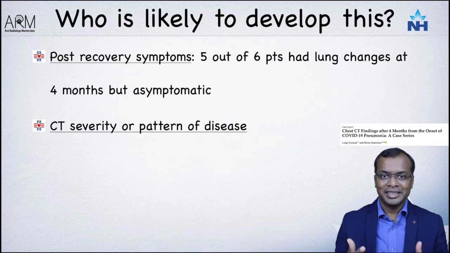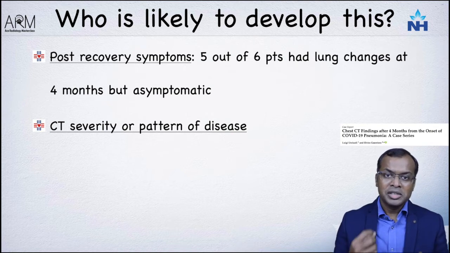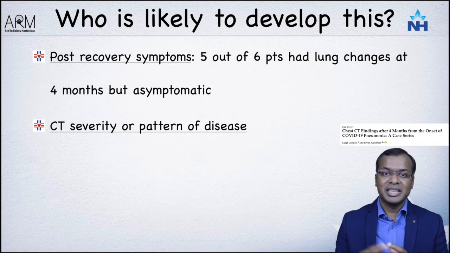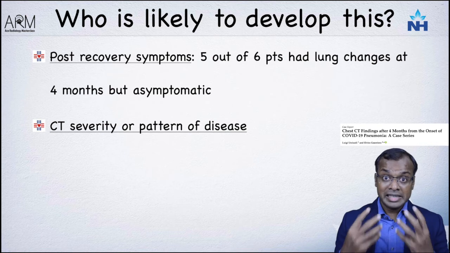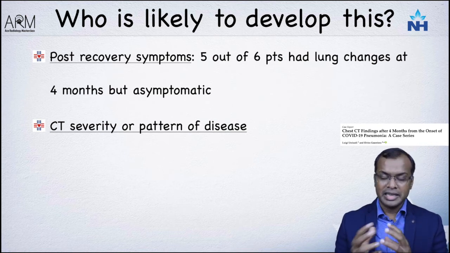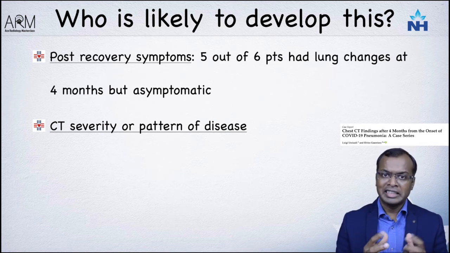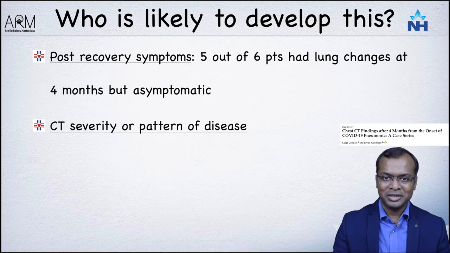Another way of looking at it is that people may have fibrosis and they may be absolutely fine. They may not have any symptoms at all. So the imaging finding may not be clinically significant in this group of patients. On the other hand, CT severity pattern of the disease: let's go back and say people who've had severe disease are likely to retain fibrosis, and people who've had milder disease are unlikely to have fibrosis. Let's look at some examples and see what you think about this.